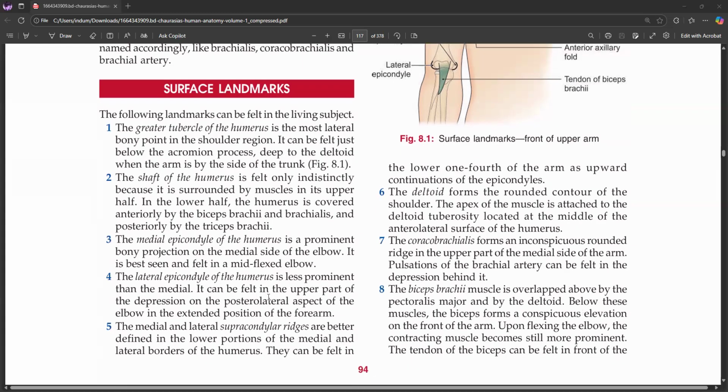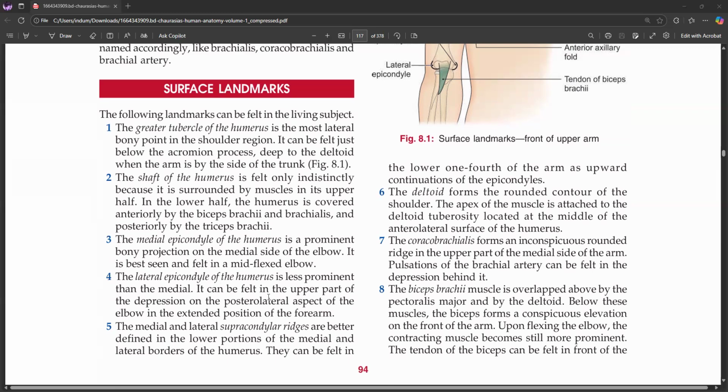Surface landmarks. The following landmarks can be felt in the living subject. Number 1. The greater tubercle of the humerus is the most lateral bony point in the shoulder region. It can be felt just below the acromion process, deep to the deltoid, when the arm is by the side of the trunk. Figure 8.1.